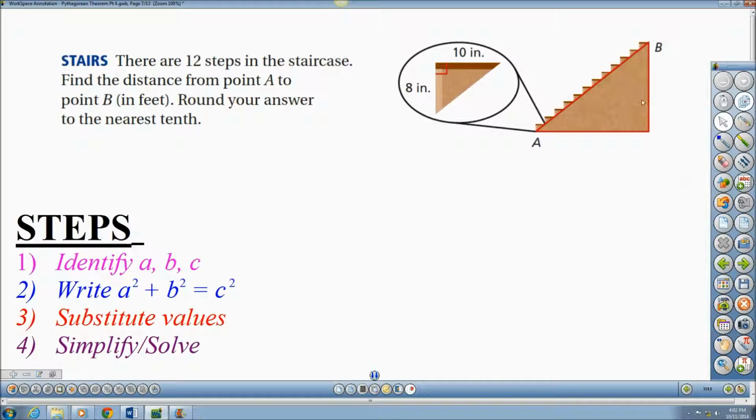Now here's another problem. This gets into carpentry or building houses, and so you want to know how far you are going from point A to point B. Well, if you've measured your steps and you've created 8-inch by 10-inch steps, then you can put this together to make a right triangle. Right here is the right angle, and now you can identify your sides and write out your Pythagorean theorem, substitute your values, and then solve for the thing that you're missing, which is the hypotenuse distance from A to B.